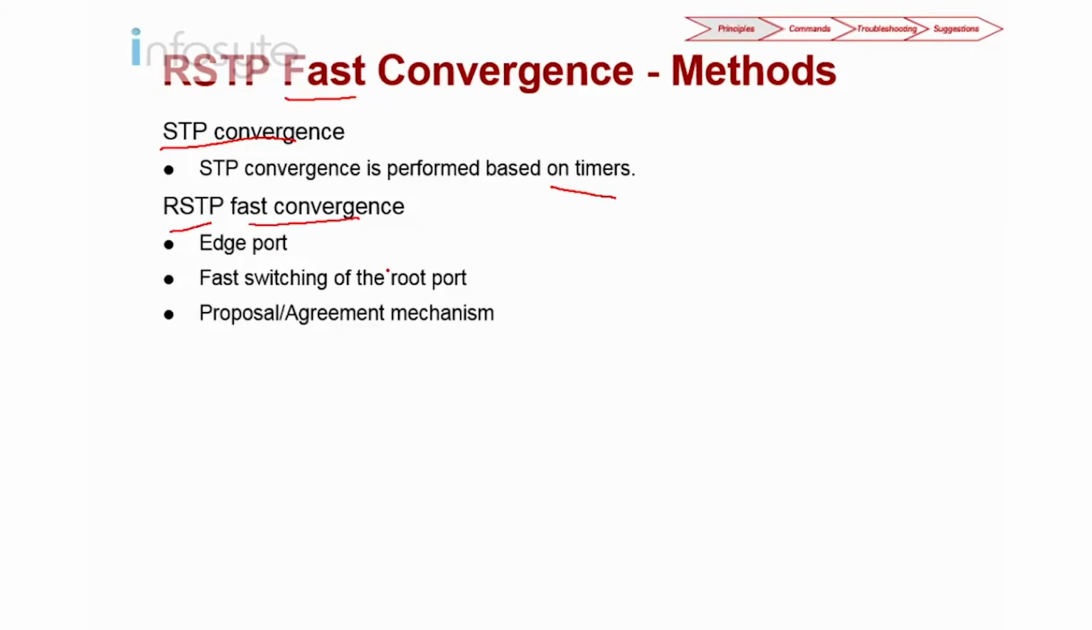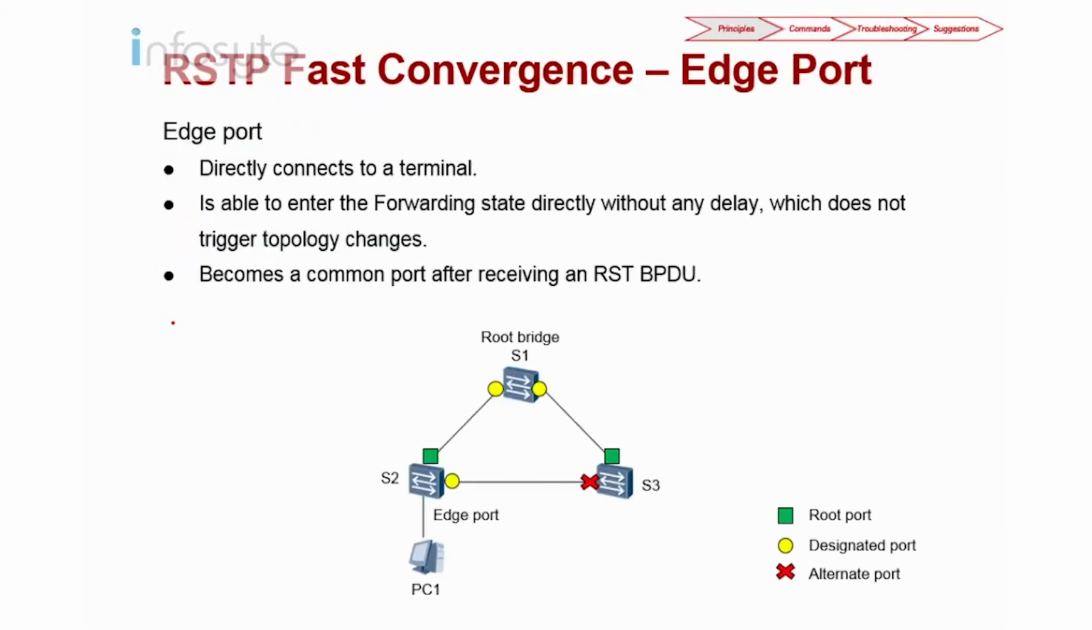The way that they make it fast is that firstly they are using what we call the H-port. Next, they are using what we call the fast switching of the root port, and finally they use the proposal agreement mechanism. Now let's look into them one by one in order on how this fast convergence can be achieved. Let's look into the H port first.